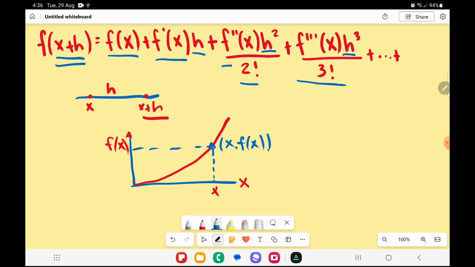If I want to know the slope at this point in the graph, I will draw a tangent line that will intersect the x-axis. And I will name this intersection as x plus h, which is h away from point x. So we will see that the right triangle has been created.